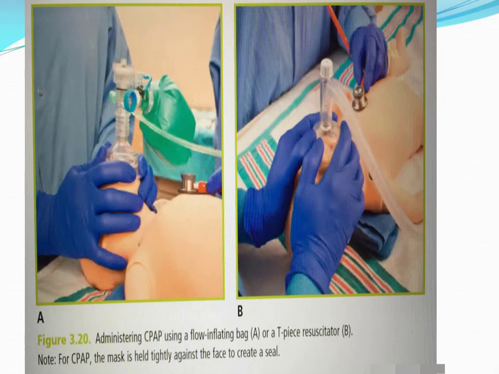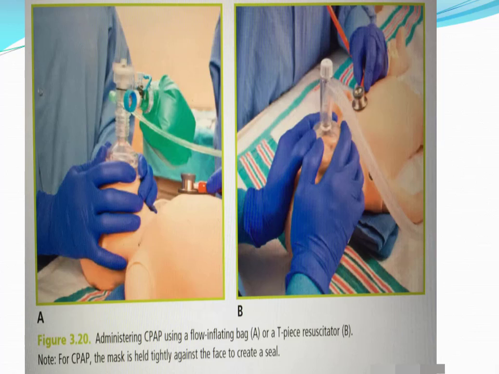And this is administering CPAP using a flow inflating bag. This is the flow inflating bag, and this is called an anesthesia bag. This will give pressure and oxygen, but from central oxygen and compressed air. But you have to have a good seal on the mouth by the mask to have pressure applied well.